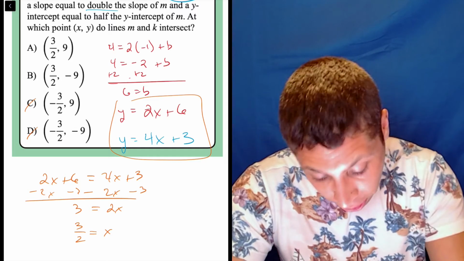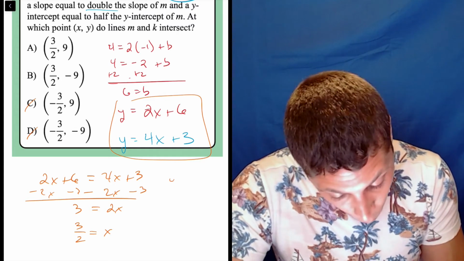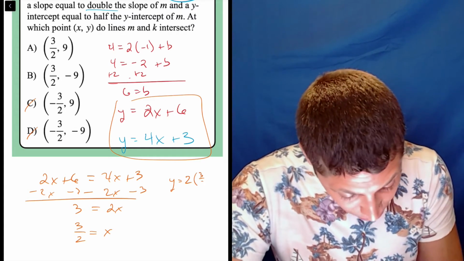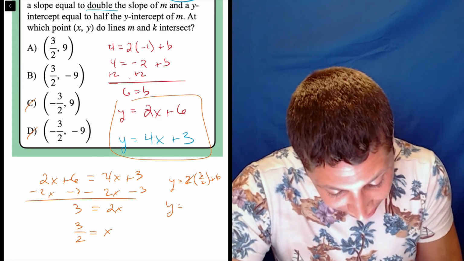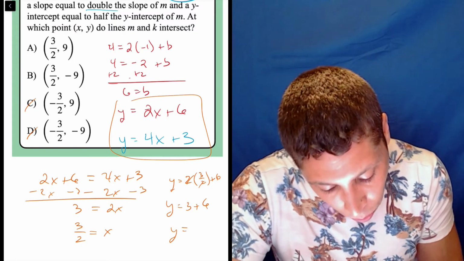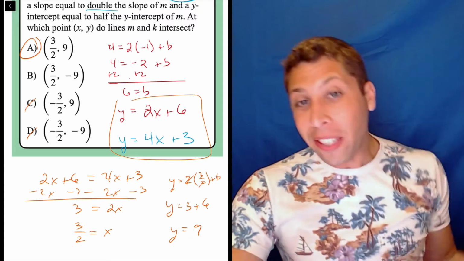Pick either equation and plug that x in. So y is equal to 2 times 3 halves plus 6. Y is equal to 3 plus 6. Y is equal to 9. Choice A is our answer.